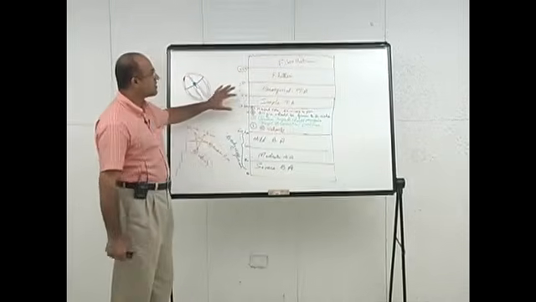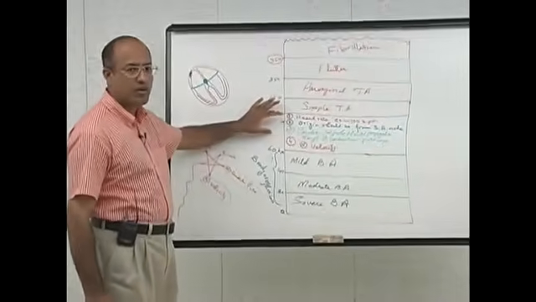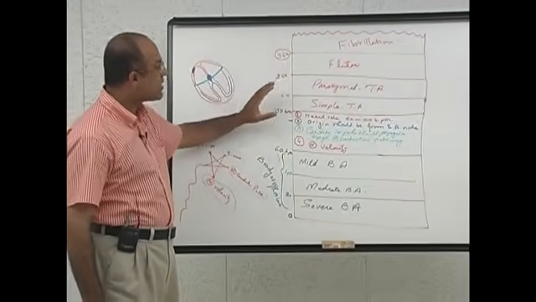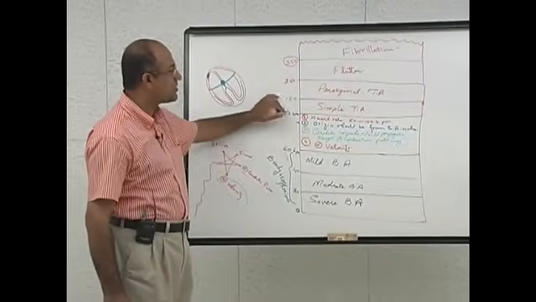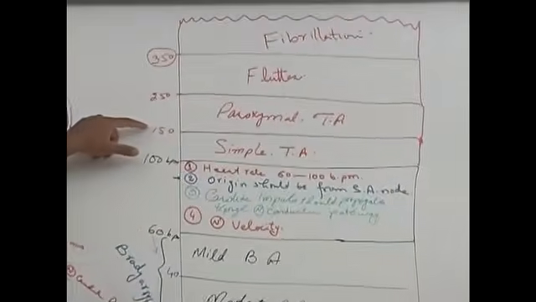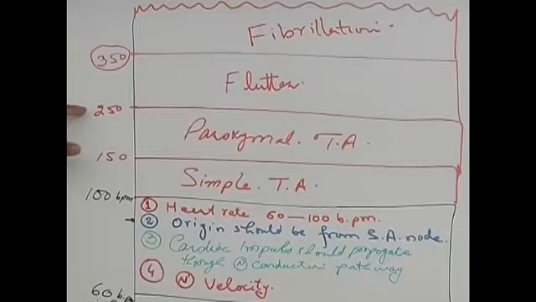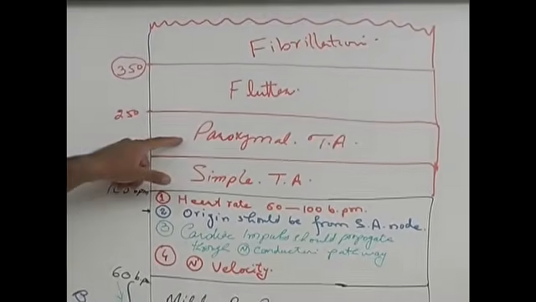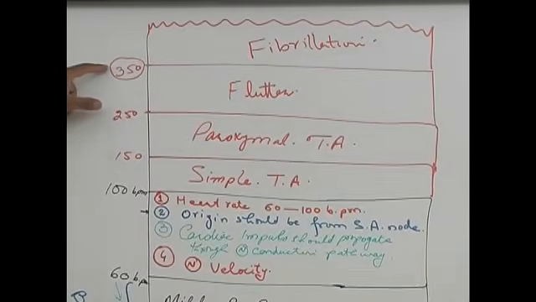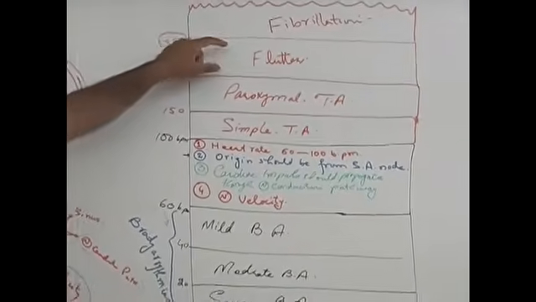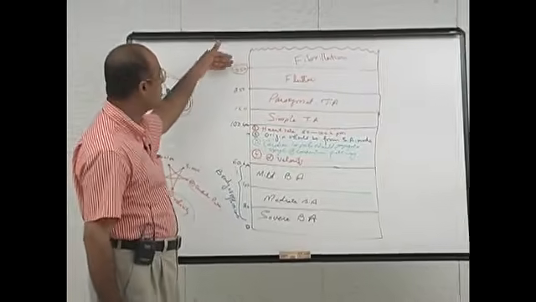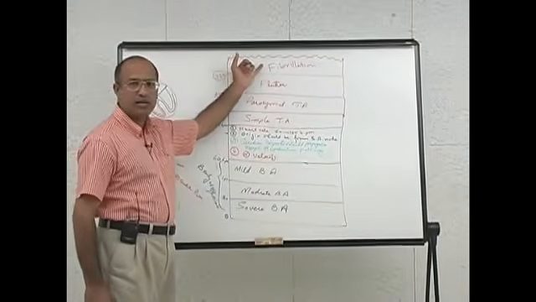Now, we have classified cardiac arrhythmias in one way as bradyarrhythmias and tachyarrhythmias. And then we classified tachyarrhythmia between 100 and 150 as simple tachyarrhythmias, and electrical activity in the heart between 150 to 250 we called paroxysmal tachyarrhythmias. Any electrical activity more than 250 but less than 350 is called flutter. And when electrical activity in any part of the heart becomes more than 350 per minute, we call it fibrillations.